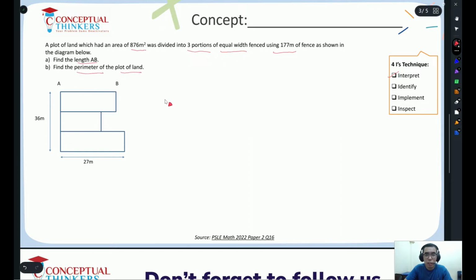Now, there's some confusion here. They say that the length of the fence is 177 meters, then why do they ask again for the plot of land? This means that they are referring to two different things. I will touch on it later when we solve the question. So let's identify the concept. This is actually an area and perimeter question.